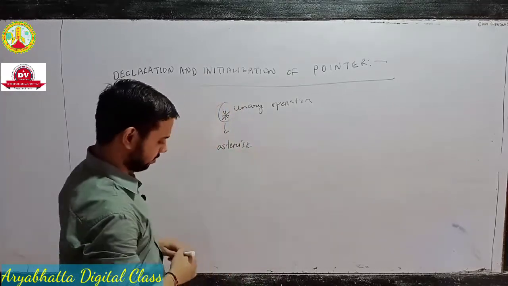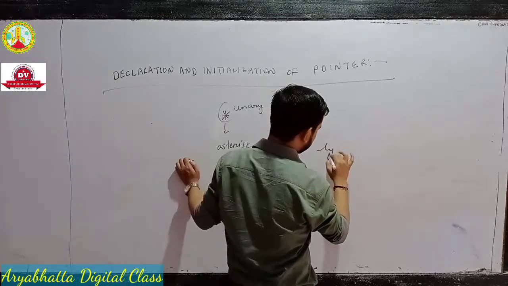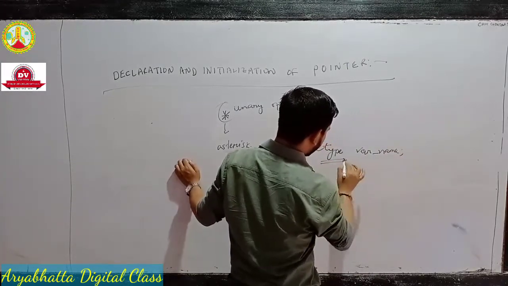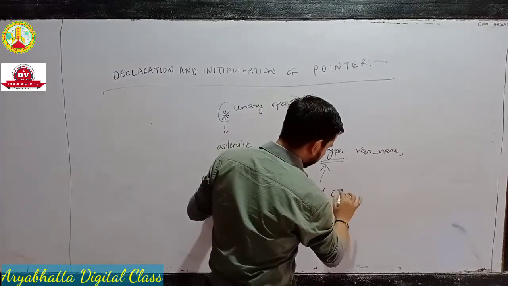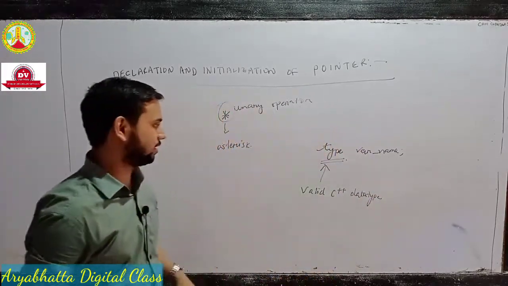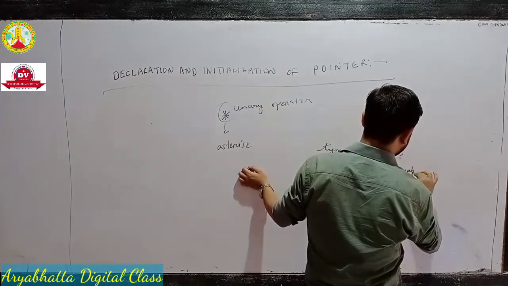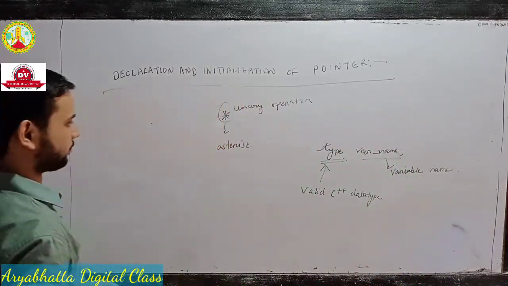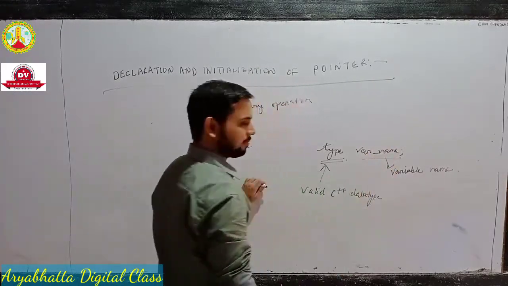Now, how many types of pointers are there? A pointer is declared as type asterisk name. Here, type means a valid C++ data type, and name is the variable name, right?